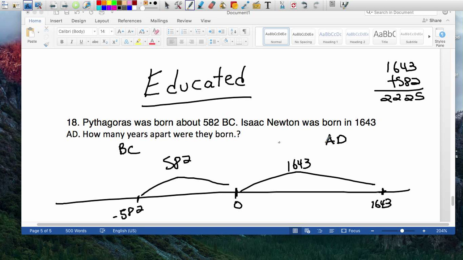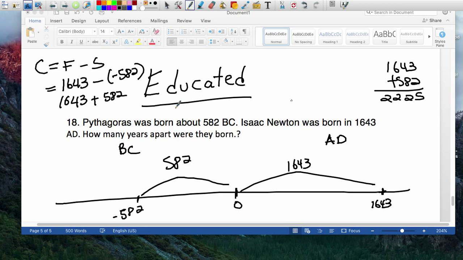And if you wanted to use the change equation, change is final minus the start. So final is Isaac Newton here, right? 1643 AD minus negative 582. Change this to addition: 1643 plus 582, and you get the same answer we got on the other side, 2225. So you can use both. The visual is nice too. Comes in very handy.